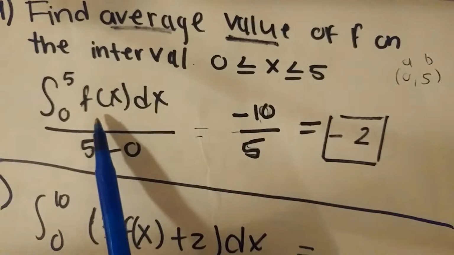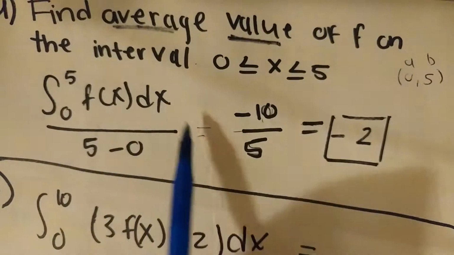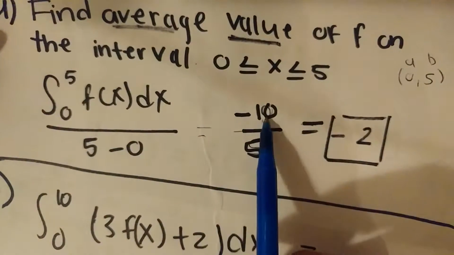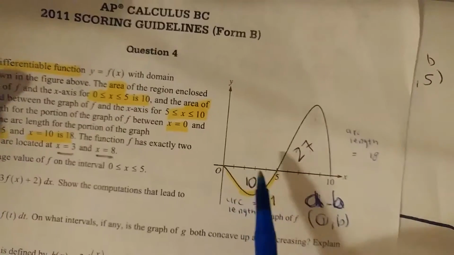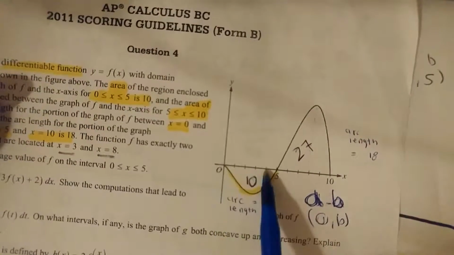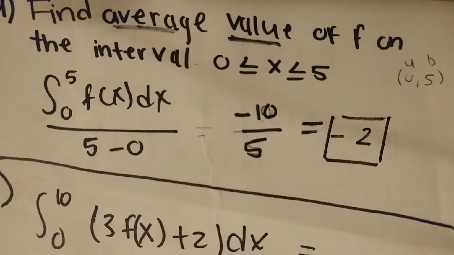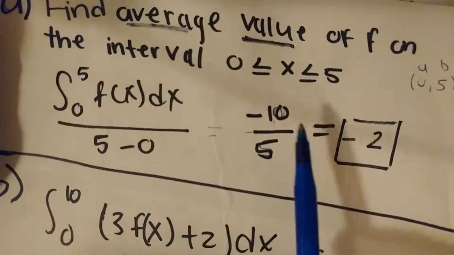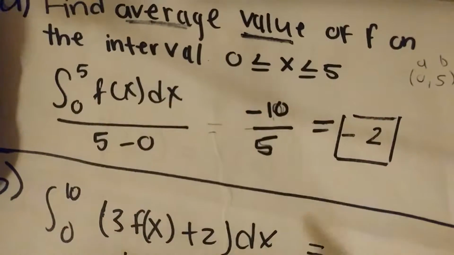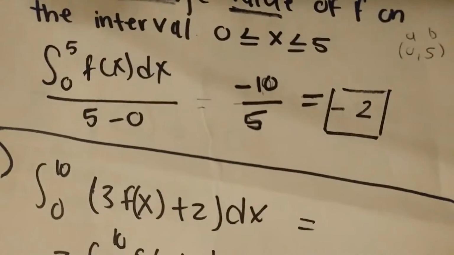And then the integral of f of x dx with 0 and 5 as the bounds is negative 10, because, like I said, on the graph, this region from 0 to 5 is 10, and it's negative because it's under the x-axis. And that's the area of it. And then 5 minus 0 is obviously 5. Negative 10 over 5 is negative 2. And that's all you need for part A.